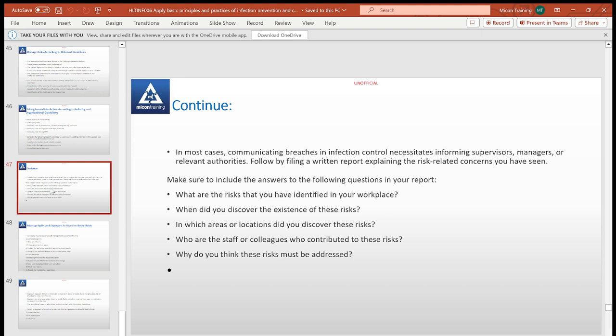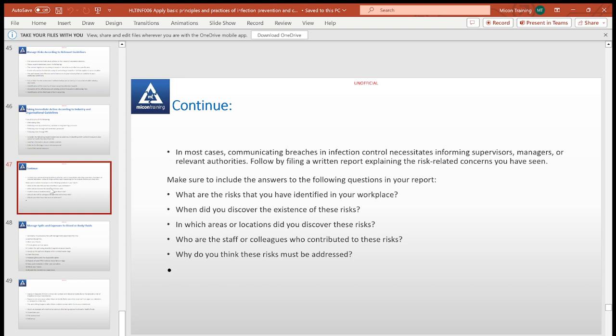In most cases, communicating a breach in infection control necessitates informing supervisors, managers, and relevant authorities. So follow by filling out or writing a report explaining the risk-related concern that you've already identified or that you've seen.